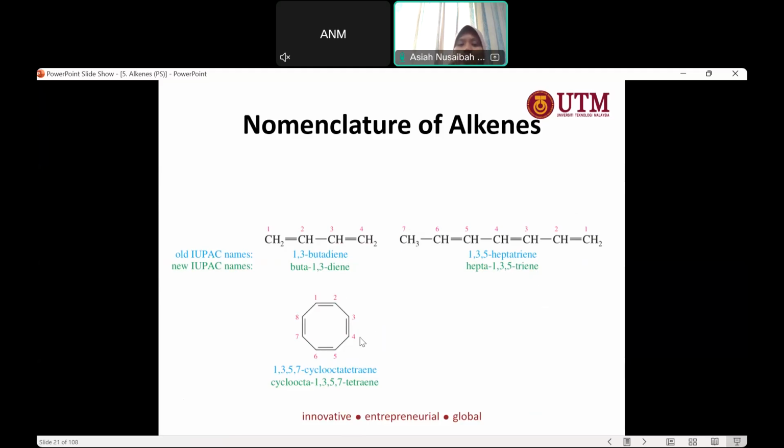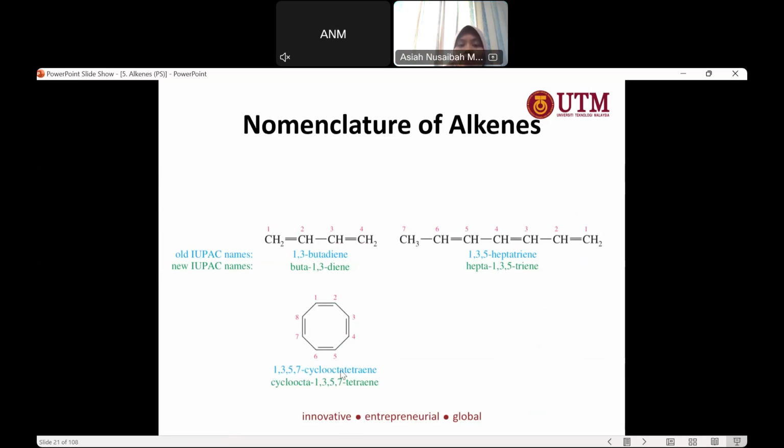Another example, the last one, we have 1, 3, 5, 7. There should be 4 then. Cyclo, octa, tetra, ene. From the back, it's E-N-E, which means it's an alkene. Then there should be double bonds. How many double bonds? Tetra. There should be 4 double bonds. How many carbons is it? Octa. There should be 8 carbons in total. Cyclo means it's a cycle. Okay, which C have double bonds? 1, 3, 5, 7.